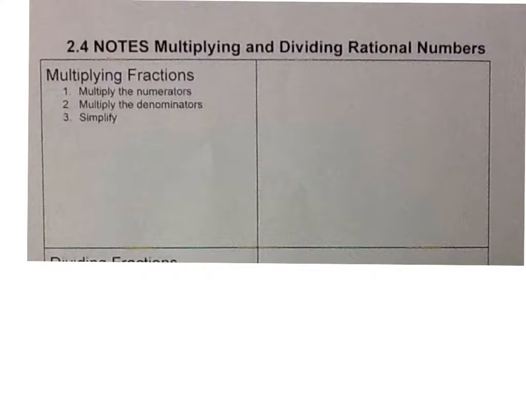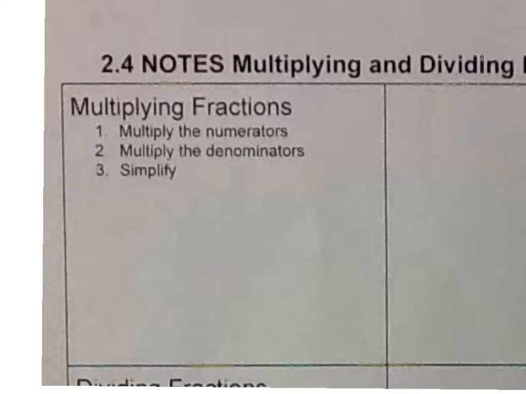These are your section 2.4 notes. In 2.4, we are focusing on multiplying and dividing rational numbers. Remember, a rational number is any number that has a terminating decimal.